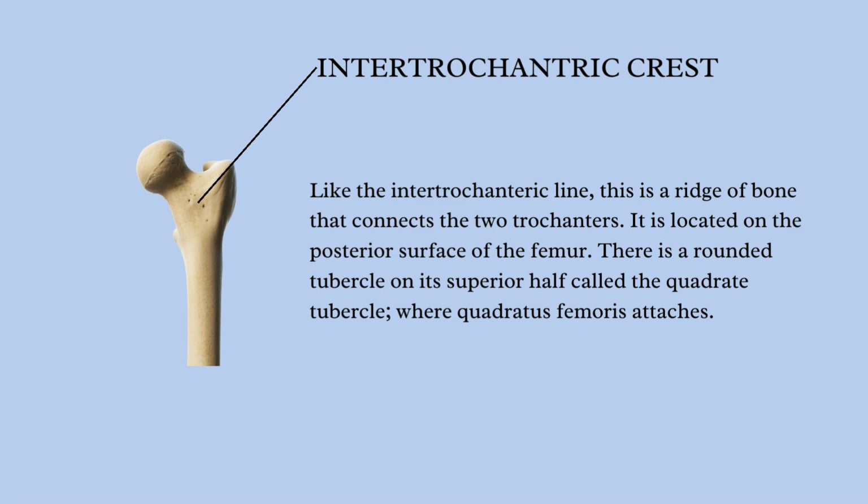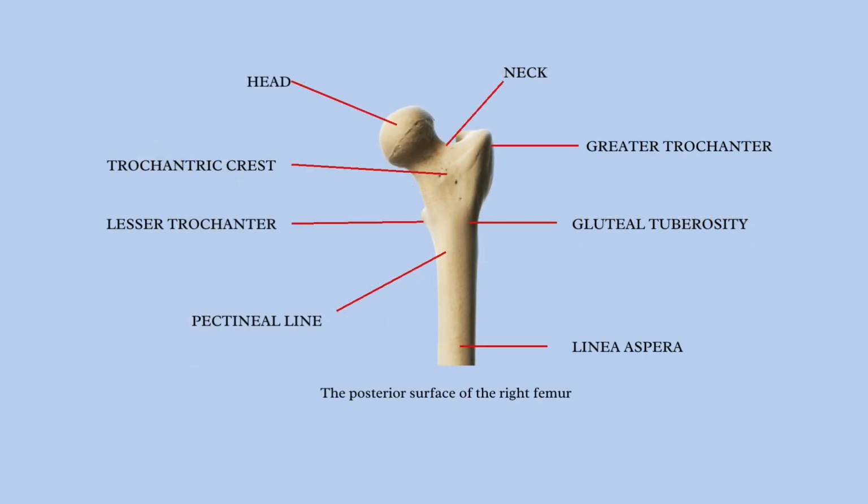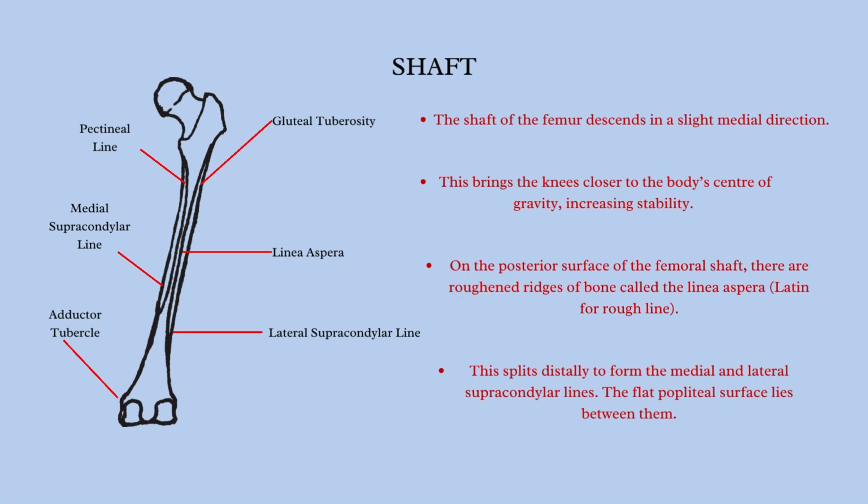Intertrochanteric crest. Like the intertrochanteric line, this is a ridge of bone that connects the two trochanters. It is located on the posterior surface of the femur. There is a rounded tubercle on its superior half called the quadrate tubercle, where the quadratus femoris attaches. This picture shows the posterior surface of the right femur. It consists of the head, neck, the trochanteric crest, the greater trochanter, lesser trochanter, the gluteal tuberosity, pectineal line, and the linea aspera.